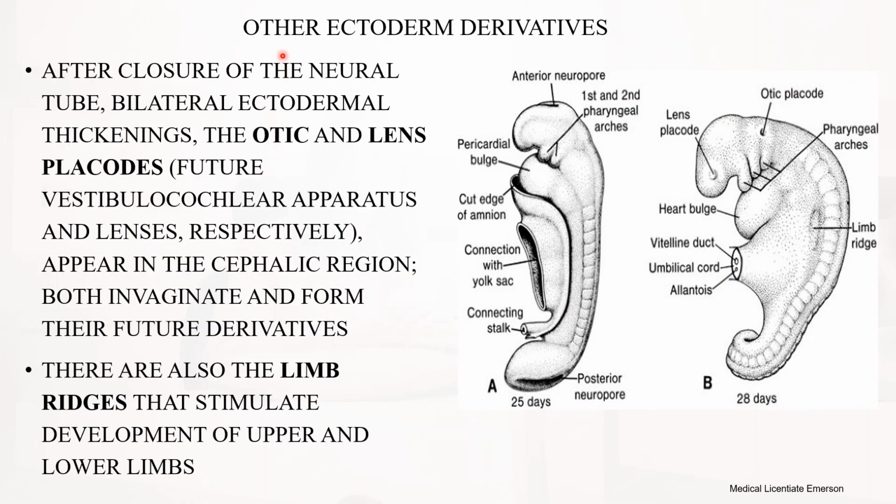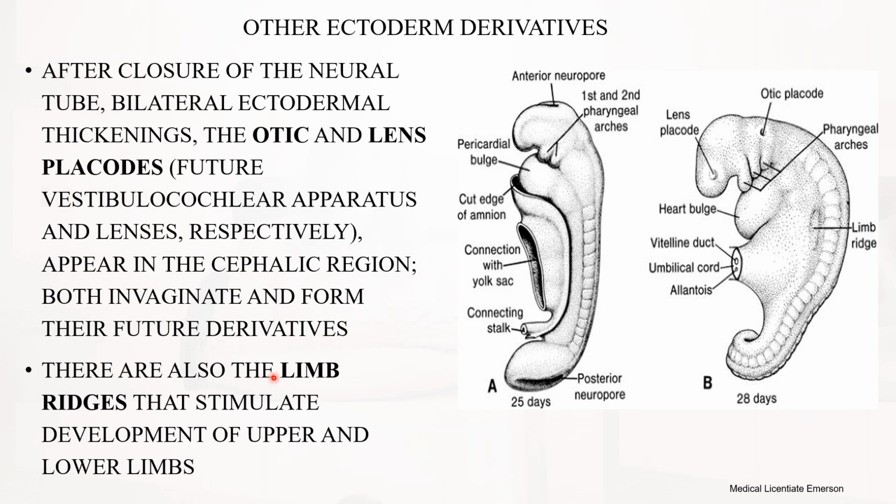Then let's also talk about other ectoderm derivatives. What are the other ectoderm derivatives? After closure of the neural tube, the bilateral ectodermal thickenings, the otic and the lens placodes, will be the future vestibulocochlear apparatus and the lenses, respectively. In short, the otic placodes will be the vestibulocochlear apparatus, and the lens placodes will be the lens, of course. These appear in the cephalic region, and they both invaginate and form their future derivatives.